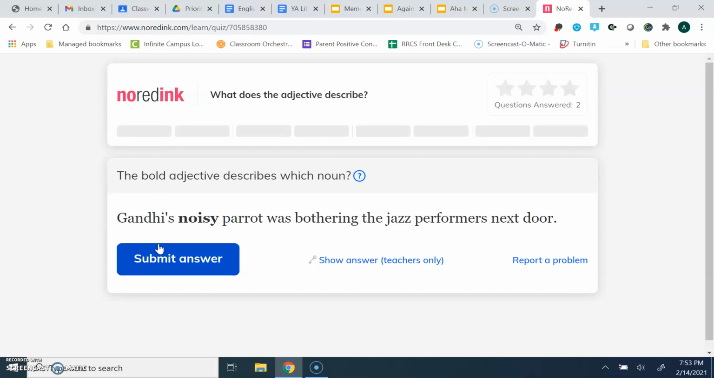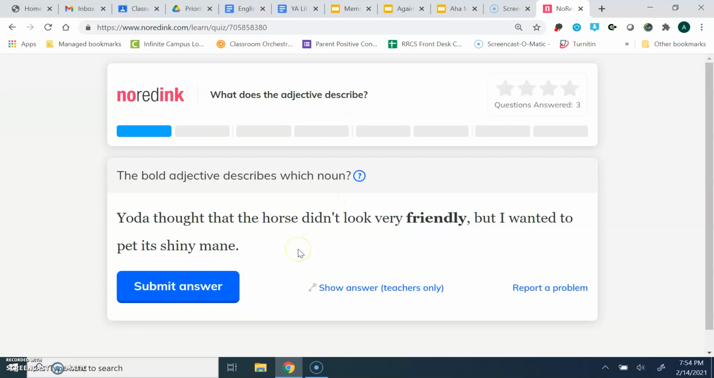So I highly recommend that you do not just randomly click and go, click and go, click and go. It's going to take you much longer to get through this. Because when you get them right, let me show you, I'll get this one right. Gandhi's noisy parrot was bothering the jazz performers next door. Noisy is the bolded adjective, and it is describing parrot, right? And I submit it, and I get it right. See how I got that little blue box here? 12% mastery. I didn't get blue boxes for the last ones because I got it wrong, so I clearly didn't master it. Then it makes you get 2 right, and then you get to move forward.